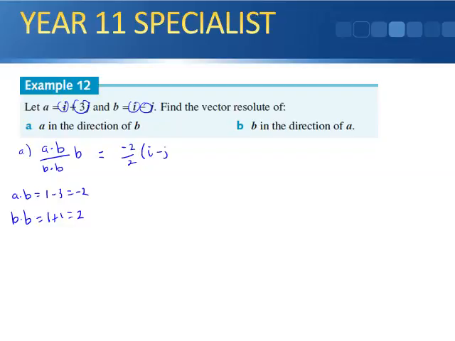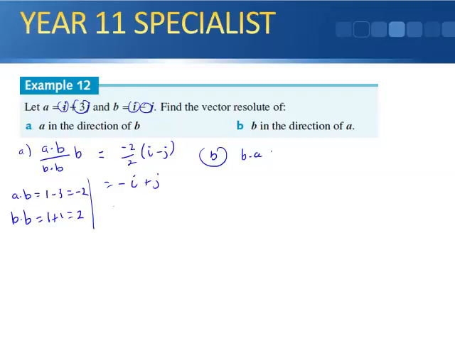B times B is 1 times 1, which is 1, minus 1 times minus 1 is 1, so that gives me positive 2. So therefore this will equal negative 2 divided by 2, and i minus j is the B, which means it's negative i plus j, or we can rearrange it to j minus i.